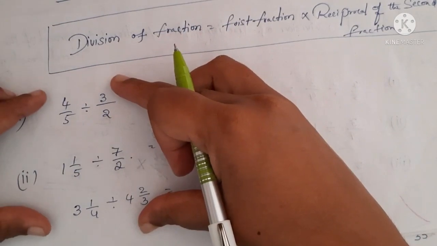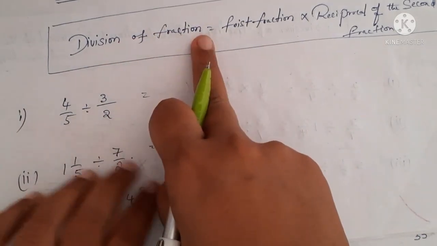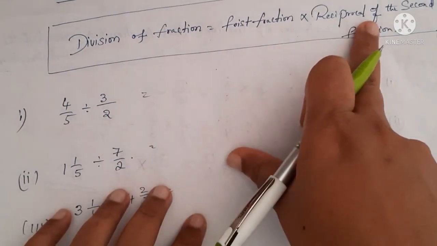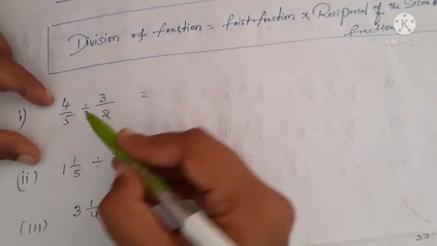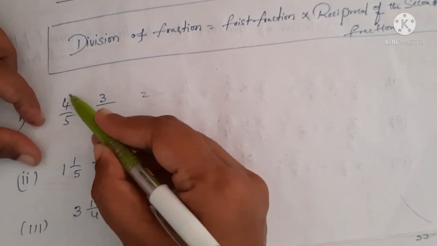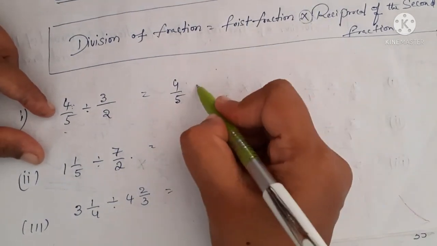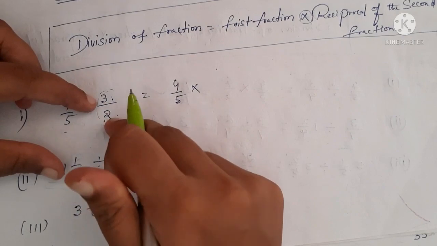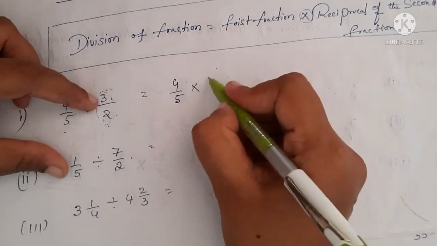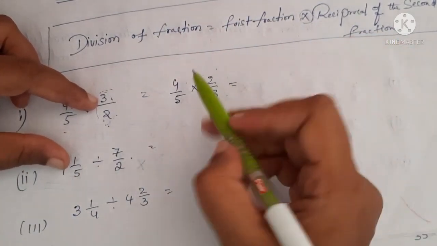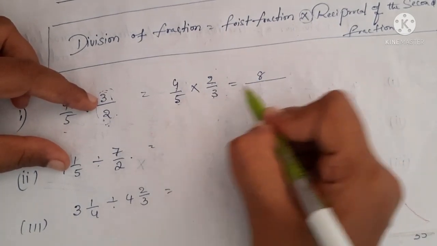Next, division of fractions. I have some examples. See here, how can we divide these fractions? Simple. Division of fractions is nothing but the first fraction into the reciprocal of the second fraction. First fraction we have 4 by 5. Write here 4 by 5 as it is, and write into, and now we have to take the reciprocal of this fraction. What is the reciprocal of this fraction? You know that, 2 by 3 right here, and now multiply numerators. 4 into 2 is 8, 5 into 3 is 15.